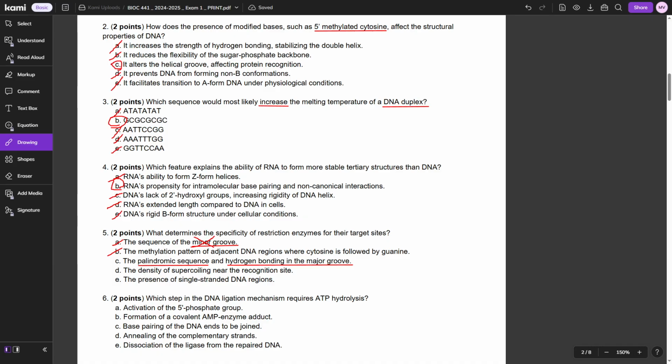The density of supercoiling... No. Supercoiling, I mean, sure, probably has some effect on it, but it doesn't determine the specificity of the restriction enzyme. The specificity comes from the actual enzyme itself. The presence of single-stranded DNA regions. No, this has nothing to do with restriction enzymes. Restriction enzymes look for palindromic sequences. I don't really care about any of the other stuff. It's going to be C as the right answer here.